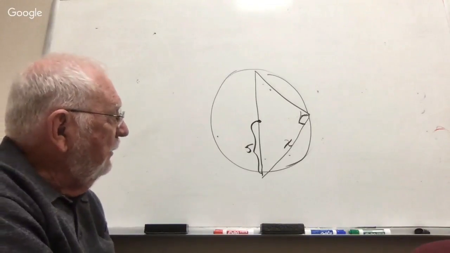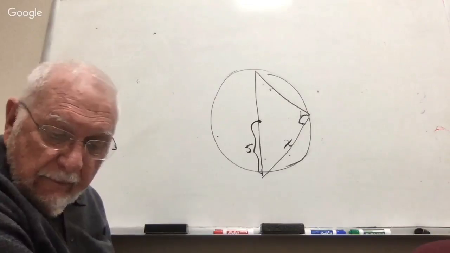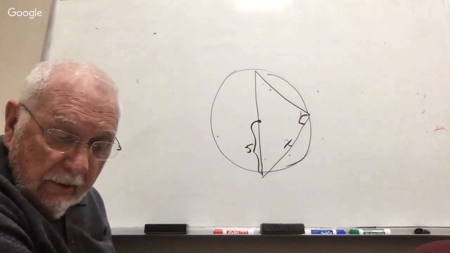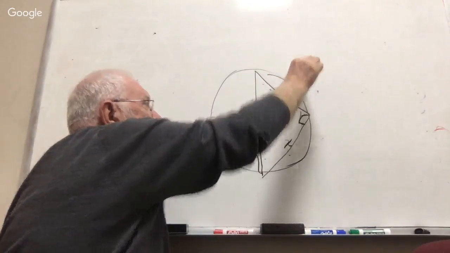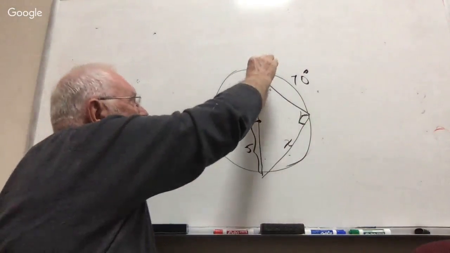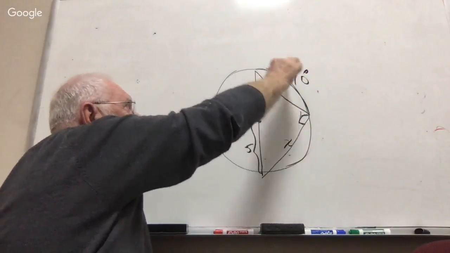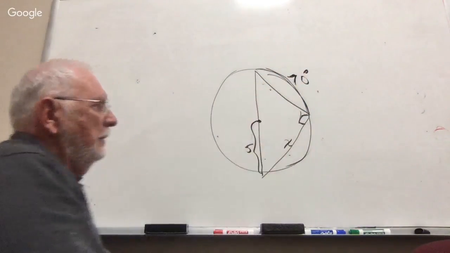Is there anything that we can do? The only thing that I'm seeing is, all right, one other piece of information: that arc right here is 70 degrees. Well, I'm wanting to play with Pythagorean, I'm guessing, because you said the radius is 5, so the diameter is going to be 10, which is the hypotenuse. Right.